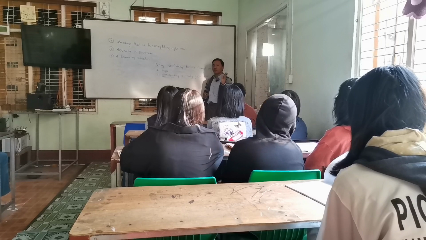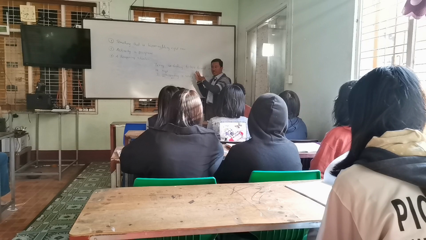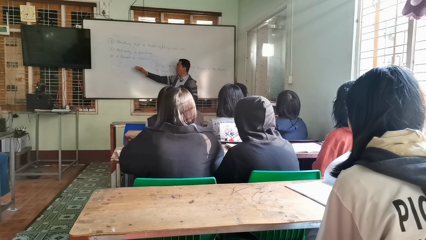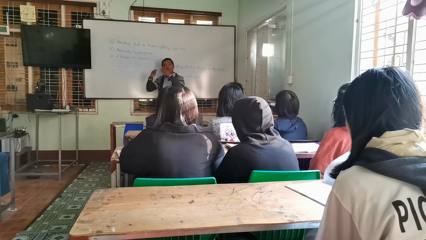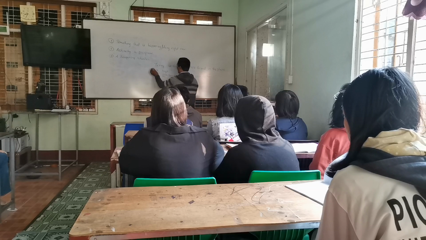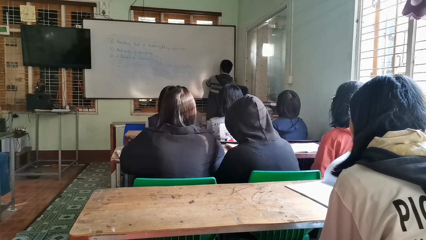So we understood before this lesson that we can use present continuous tense only for something that is happening right now. But there are two more situations. Activity in progress means we have already started but haven't finished yet. In this kind of situation also we can use present continuous tense. Another situation is a temporary situation.